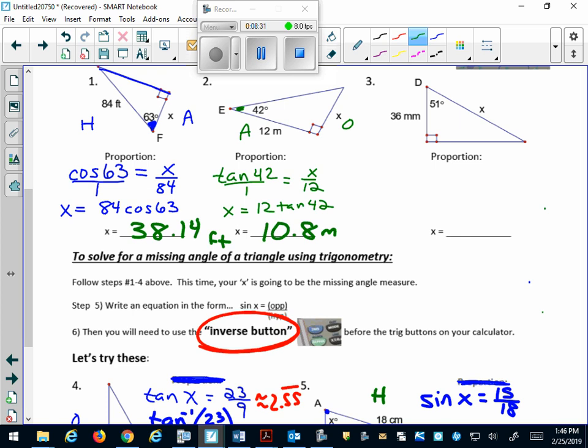Okay, for number 3, I would like you to set it up as a proportion, but do not solve. Set it up, but do not solve. So you're deciding sine, cosine, or tangent, and you're setting up the ratio on both sides, but please don't solve.